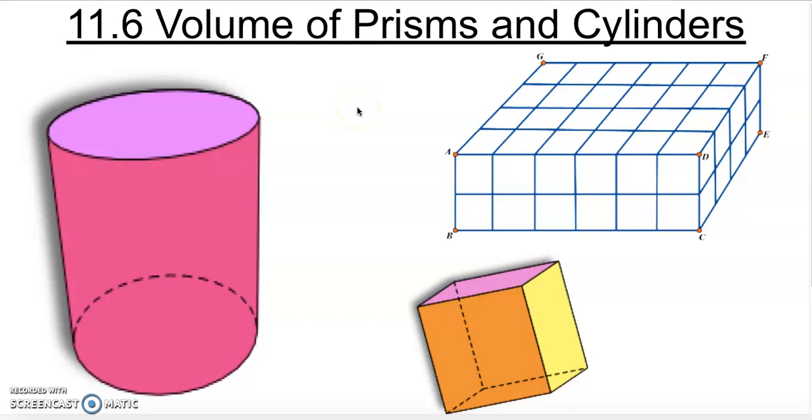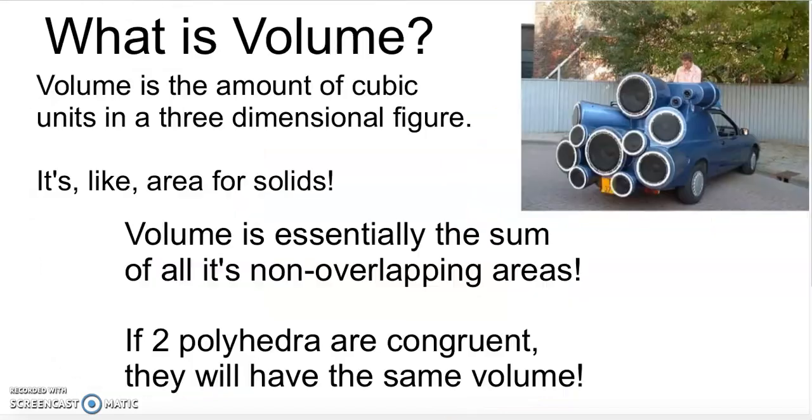This is the 11.6 section presentation where we learn how to find the volume of prisms and cylinders. So the solids we're going to focus on in this section are just prisms and cylinders. So volume, what is volume?